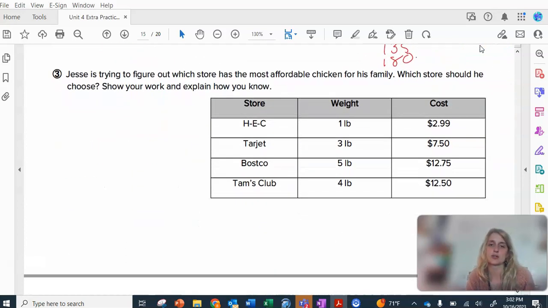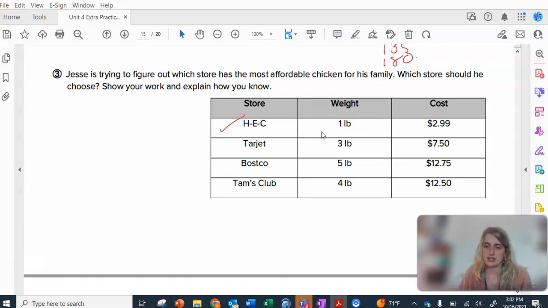Jesse's trying to figure out which store has the most affordable chicken for his family. Which store should he choose? We got HEC, Target, Bosco, and Tam's Club. Okay, so each of them has, oh look, HEC, already 1 pound of chicken. That's pretty easy. That's already a unit rate. We don't need to do any work there.